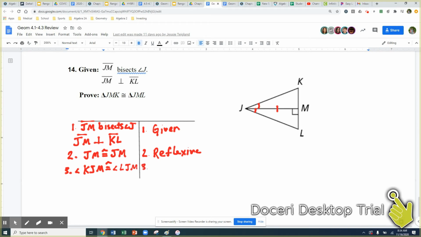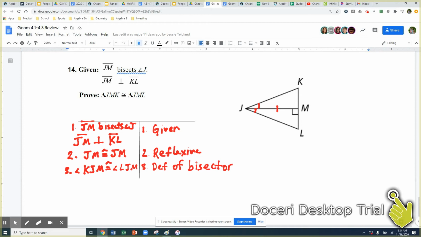And that's going to be definition of bisector. So a bisector splits an angle into equal parts. A midpoint splits a segment into two equal parts. So we use definition of bisector, definition of midpoint. That's going to be another way we can prove two things are congruent.